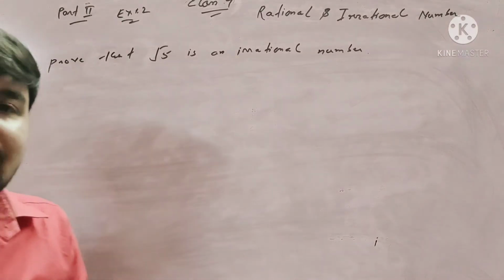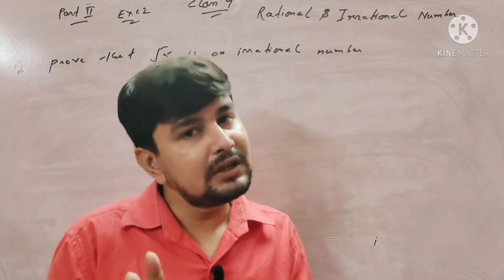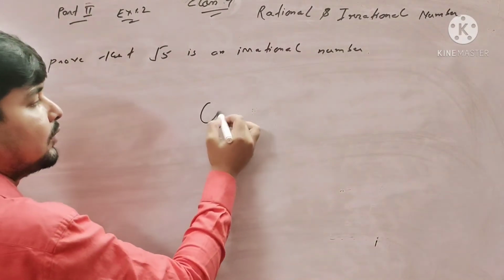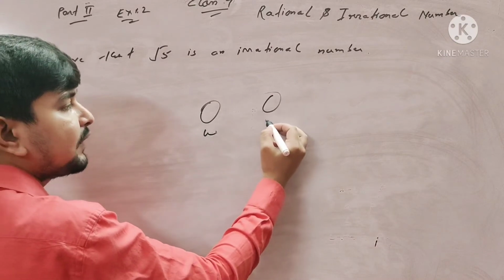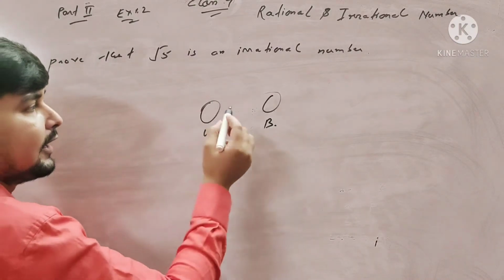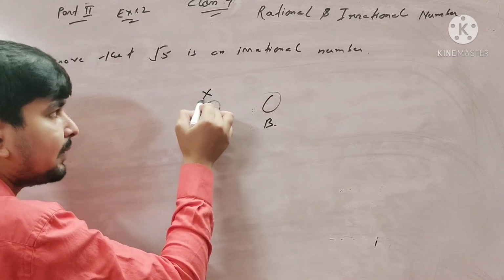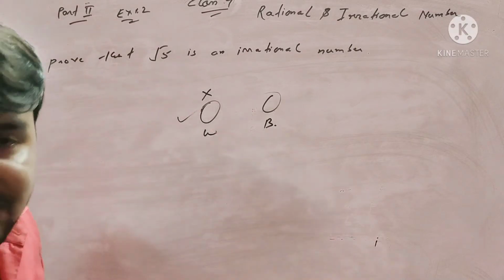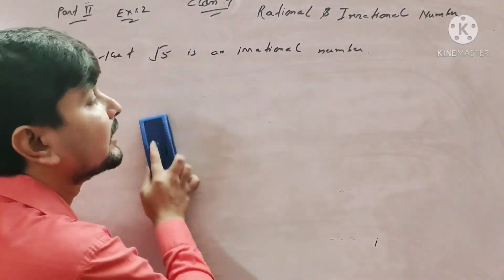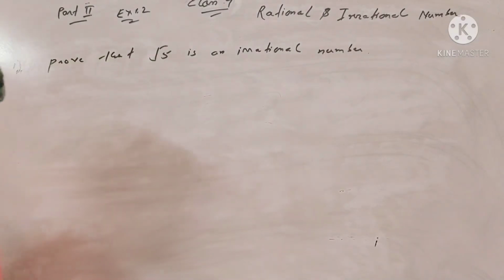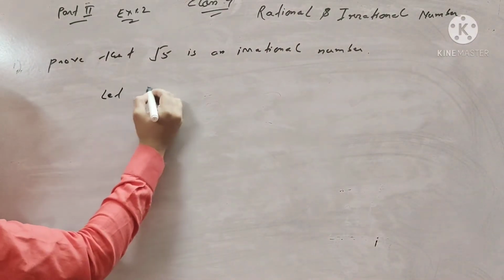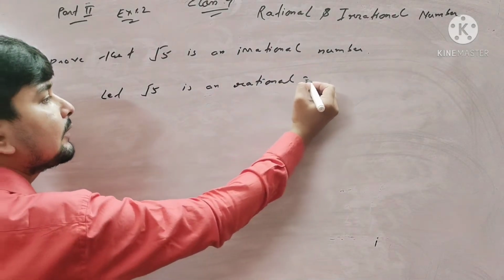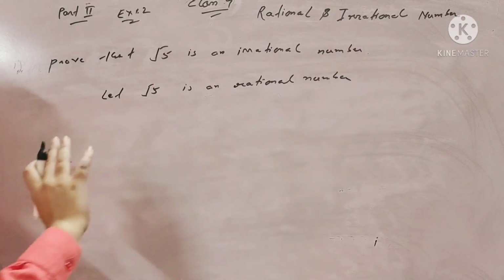When root 5 is not a rational number, that means root 5 is an irrational number. Suppose these two balls: this is white, this is black. If this ball is not black, what is it? That means this is white. So if this number is not a rational number, that means it is an irrational number. So we let root 5 be a rational number. We just suppose that root 5 is a rational number.